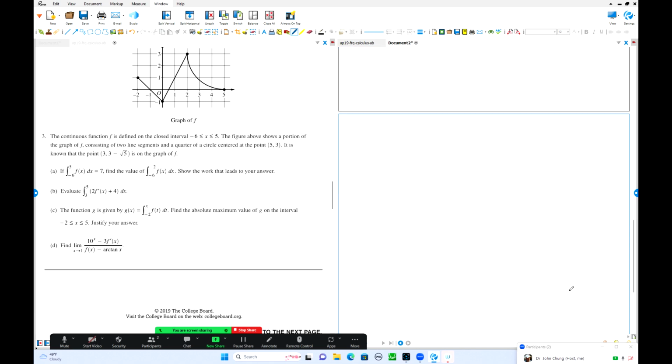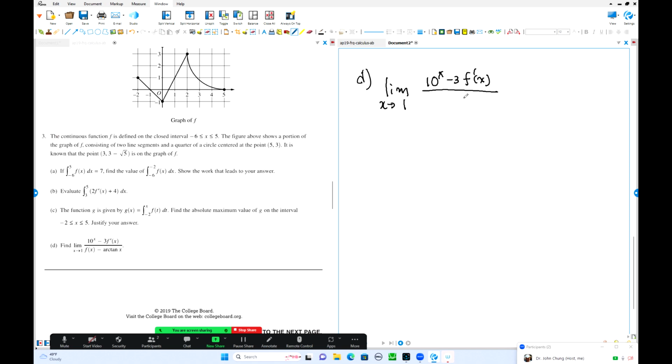Okay, the next one, number D. Limit as x approaches 1 of 10 to the x minus 3 f prime x over f of x minus arctangent x. We're going to find the limit of this one. First, we can try putting the number 1 there. This could be 0 over 0, or plus minus infinity.